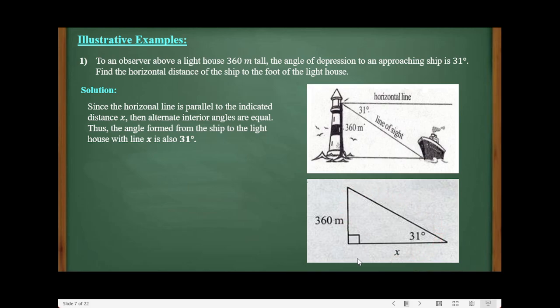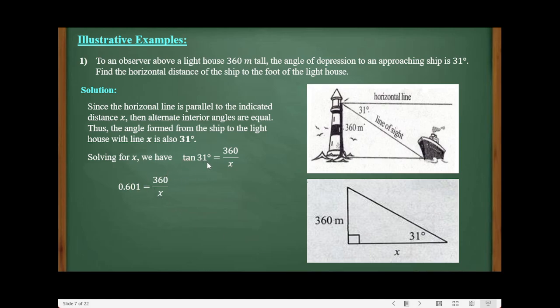Now, recall the ratio to be used here in order to solve for x. With reference to the 31-degree angle, x right here is the adjacent leg, and the height of the lighthouse, which is 360 meters, is the opposite to this angle. Therefore, the trigonometric function to be used here is what? Tangent of 31 degrees, and that is equivalent to the ratio of 360 over x. And from here, we can solve for x.